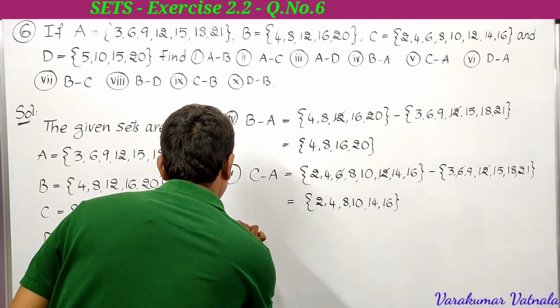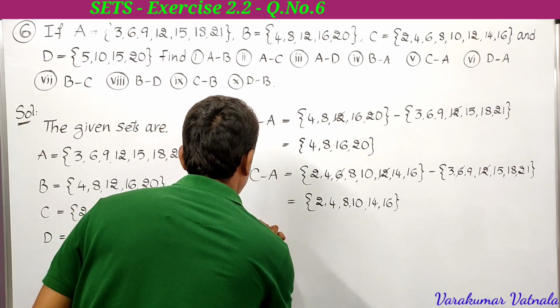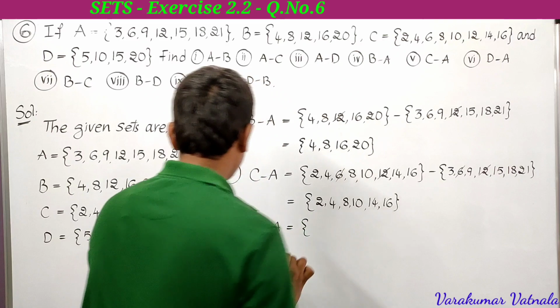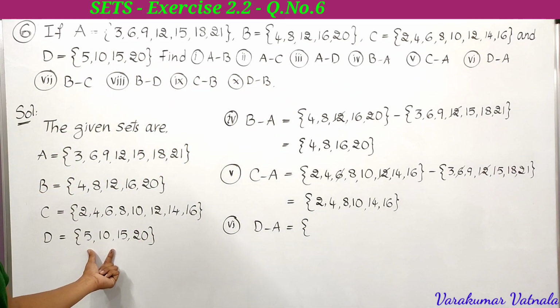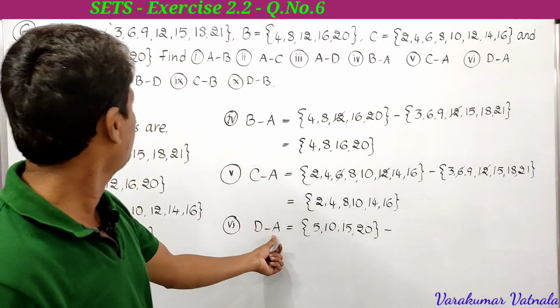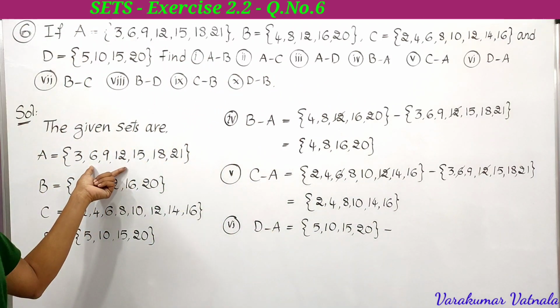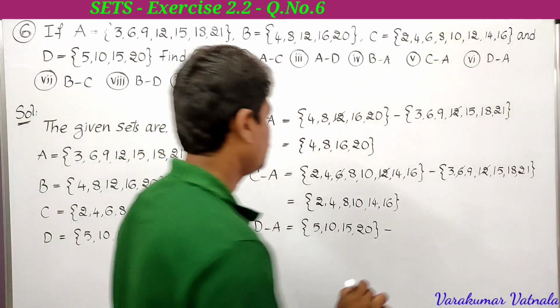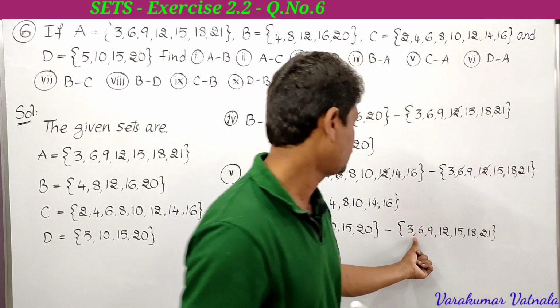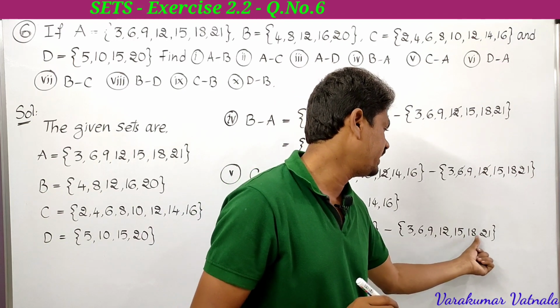So see here, first we have to write set D minus A. First write the set D. D is equal to 5 10 15 20. So write minus set A. A is equal to what again? 3 6 9 12 15 18 21. So here we have to write set A, 3 6 9 12 15 18 21.